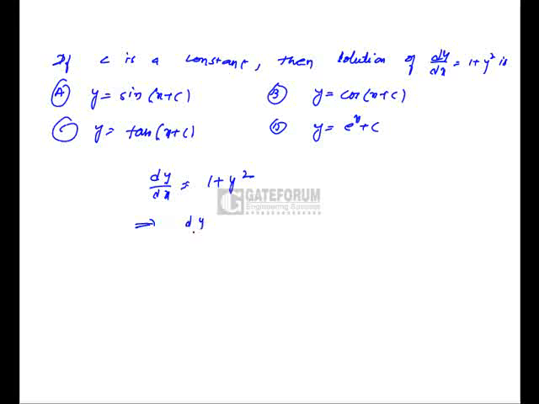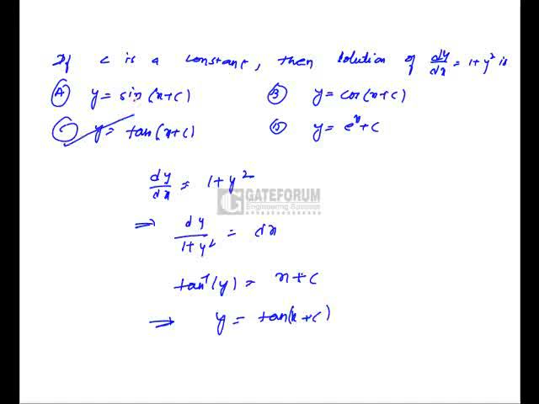The given differential equation is dy/dx equals 1 plus y², which can be written as dy/(1 + y²) equals dx. If I integrate on both sides, it will be tan inverse y equals x. That implies y equals tan x, or I can take a constant anywhere, so plus c. So it will be y equals tan of (x plus c), which is nothing but option C.